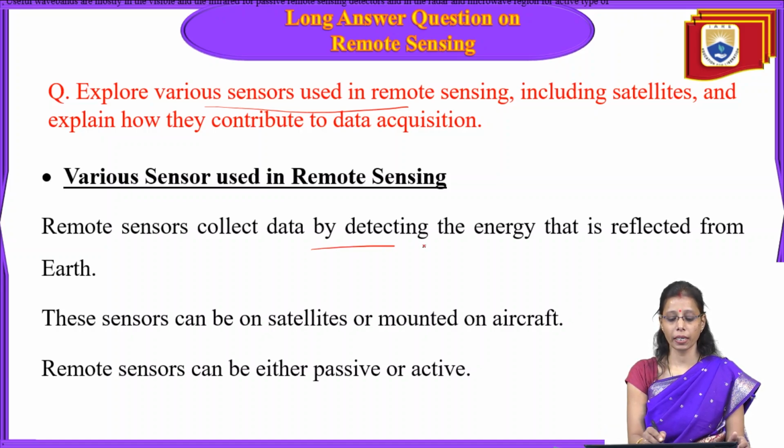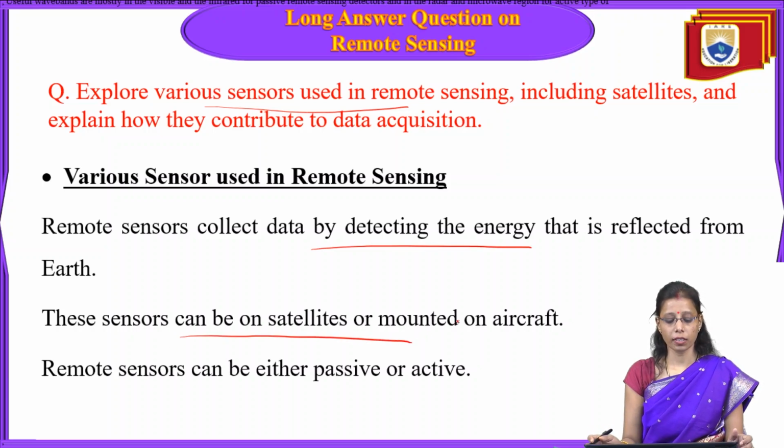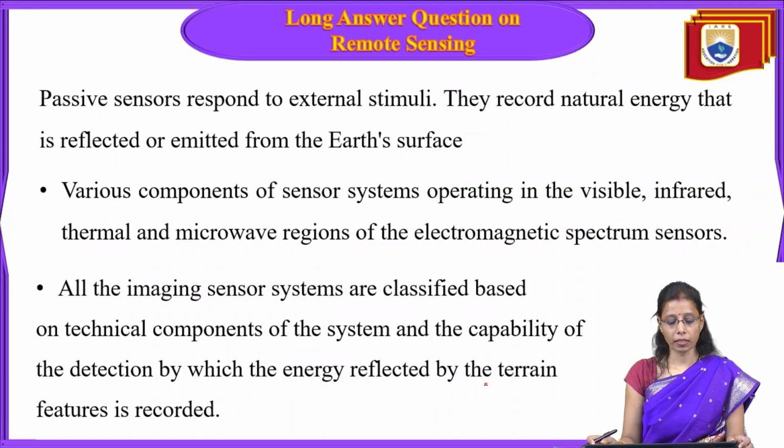Remote sensors collect data by detecting the energy that is reflected by the earth, and these sensors can be on satellites or mounted on aircraft. Remote sensors can be either passive or active. Passive sensors respond to external stimuli and record the natural energy that is reflected or emitted from the earth's surface. Various components of sensor systems operate in the visible, infrared, thermal and microwave regions of the electromagnetic spectrum. All the imaging sensor systems are classified based on the technical components of the system and the capability of detection by which the energy reflected by the terrain and features is recorded.